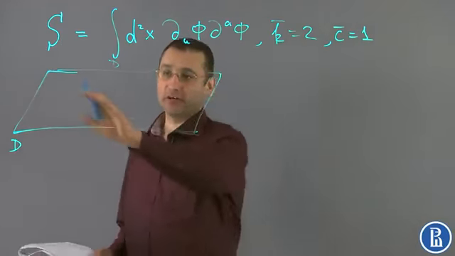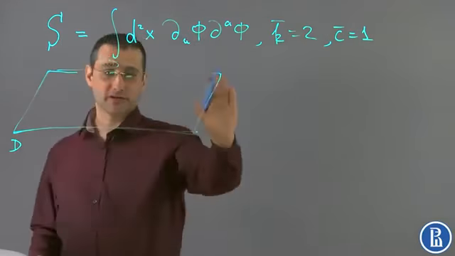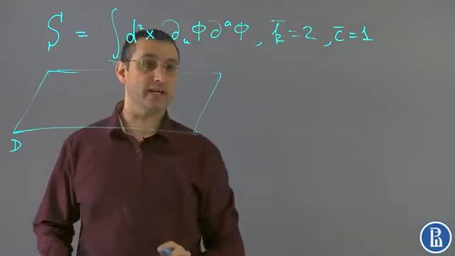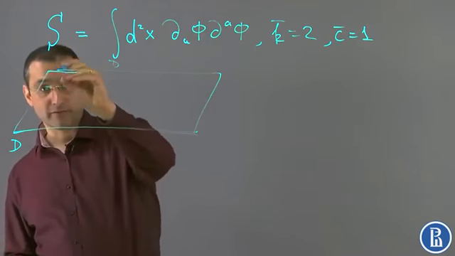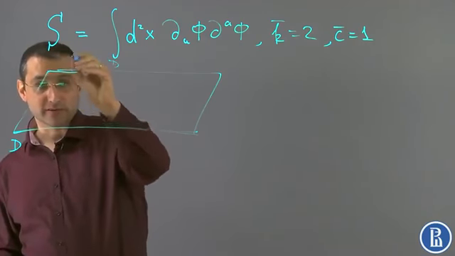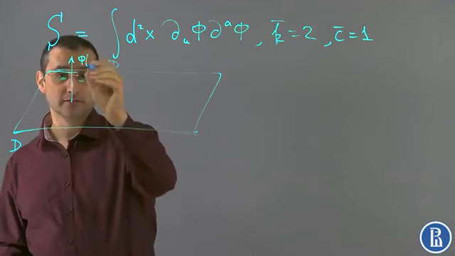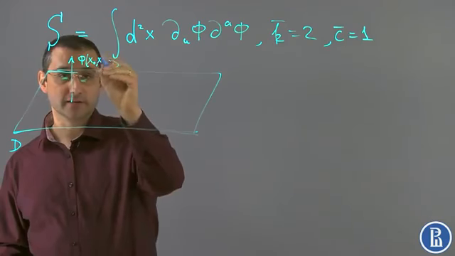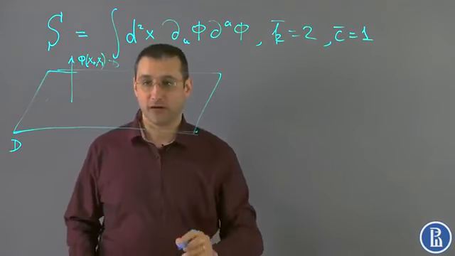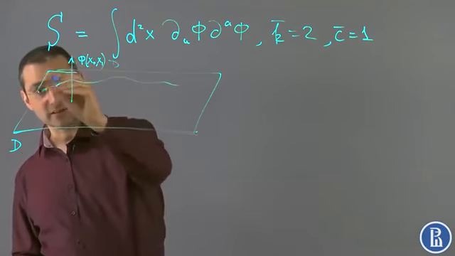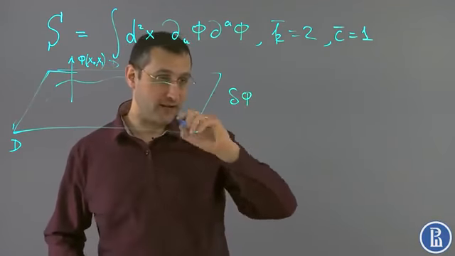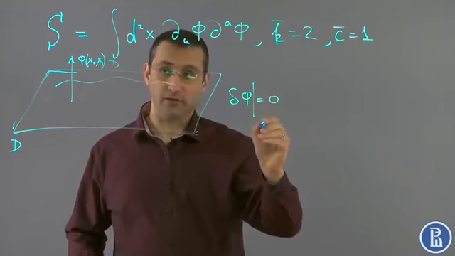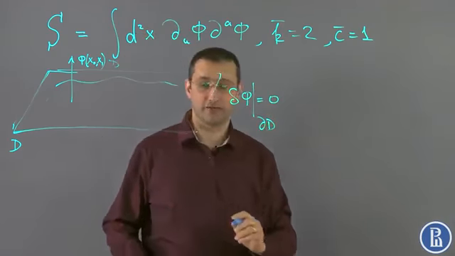And there are some boundary conditions specified for the phi. Well, we will assume that phi is fixed at the boundary. So we vary phi. For every point of space-time, x0, x1, we have a value of phi, and we vary it such that it is fixed here. So the variation of phi is 0 at the boundary of the region D.